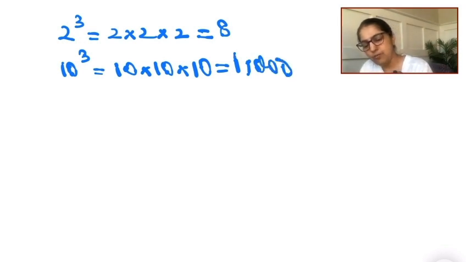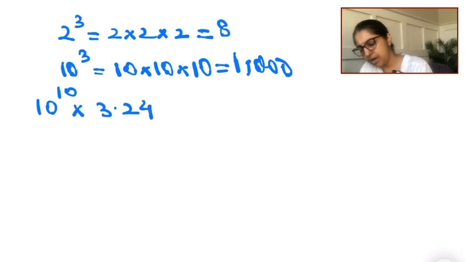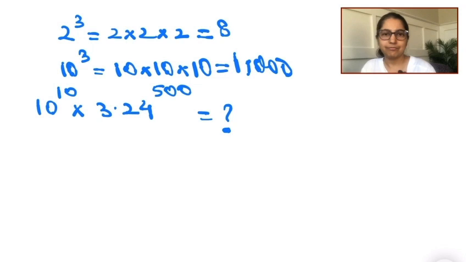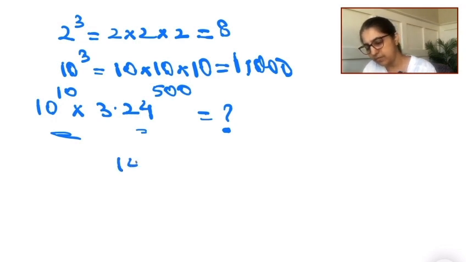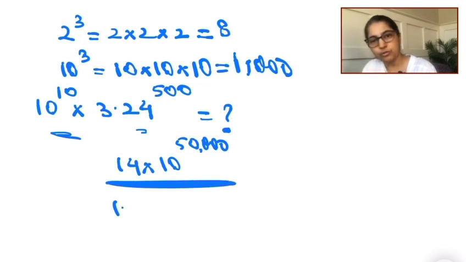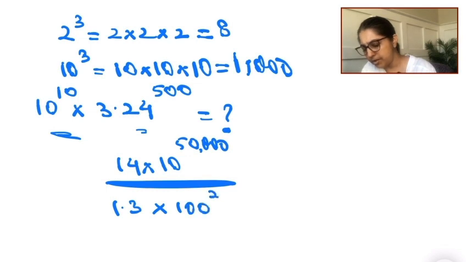But what if now I asked you, what is 3.24 raised to the power of 500 equal to? Well, we might key this into the calculator, but sometimes there are numbers like these that cannot be keyed into the calculator itself. You get an error on your screen, or we run out of space. Another example is 14 times 10 power 50,000 divided by 1.3 times 100 raised to the power of 20. I've just come up with this. Then what is the answer? In real life the numbers are much simpler, but this is just to give you an idea of what we're talking about.